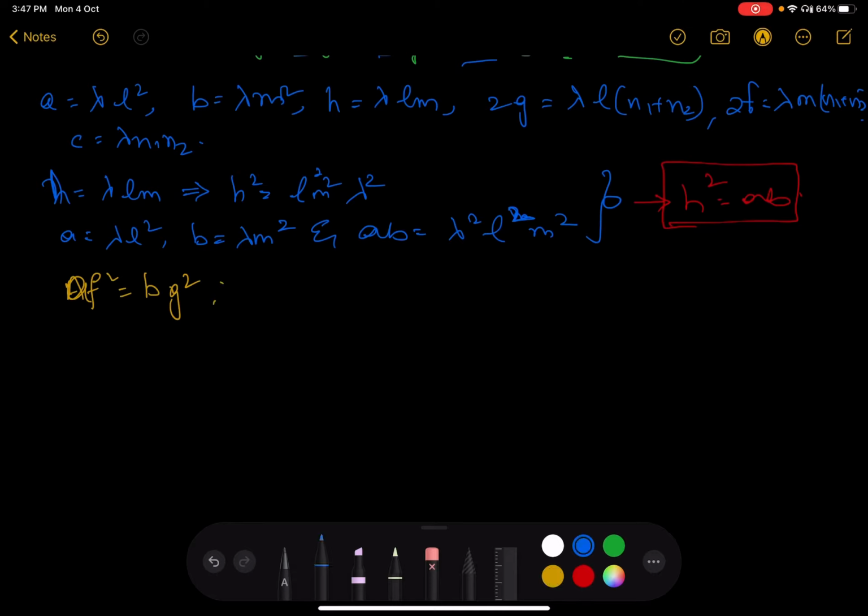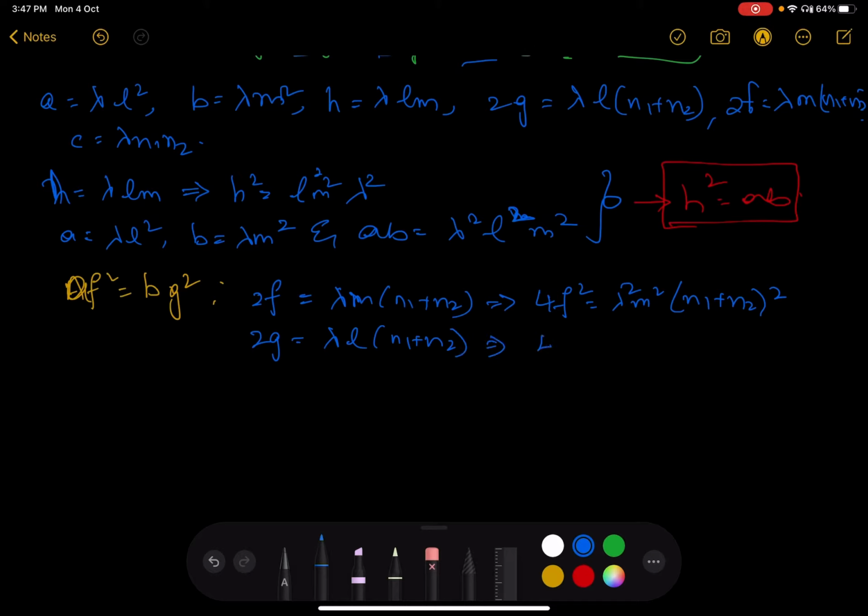So f square is equal to f square, we know 2f is lambda m (n1 plus n2). So that implies squaring on both sides, 4f square is equal to lambda square m square (n1 plus n2) whole square. Now 2g is equal to lambda l (n1 plus n2), squaring on both sides, 4g square is equal to lambda square l square (n1 plus n2) whole square.